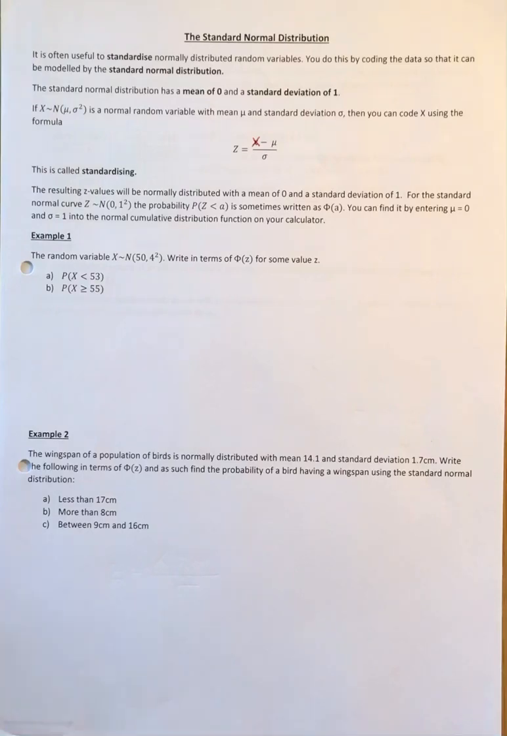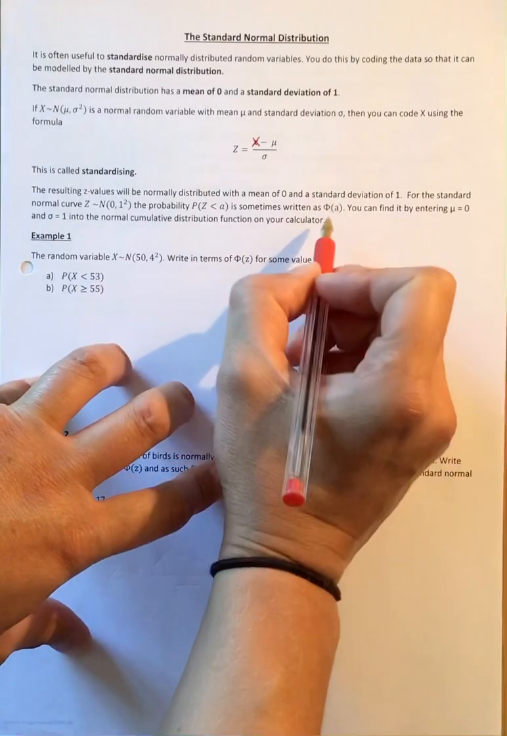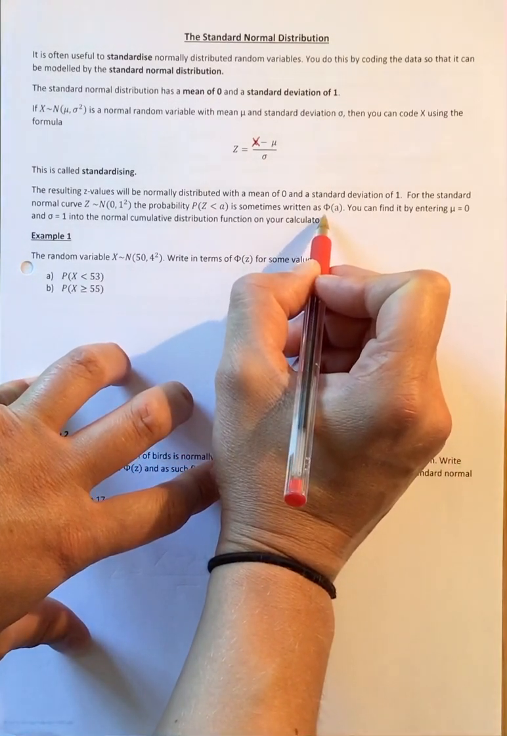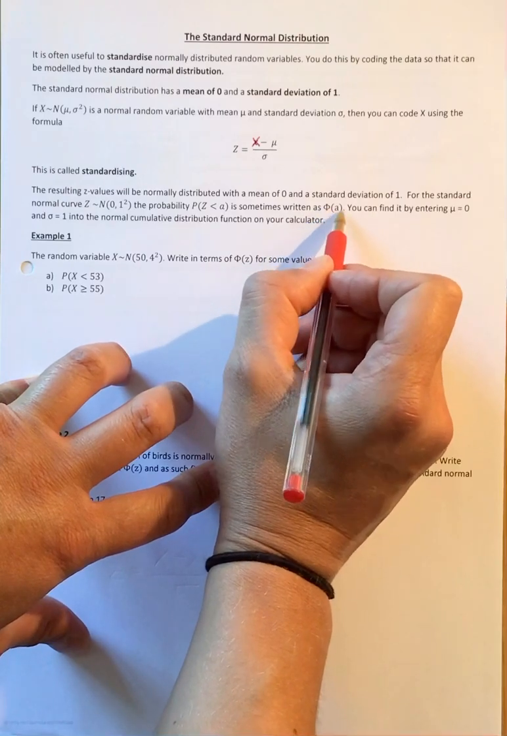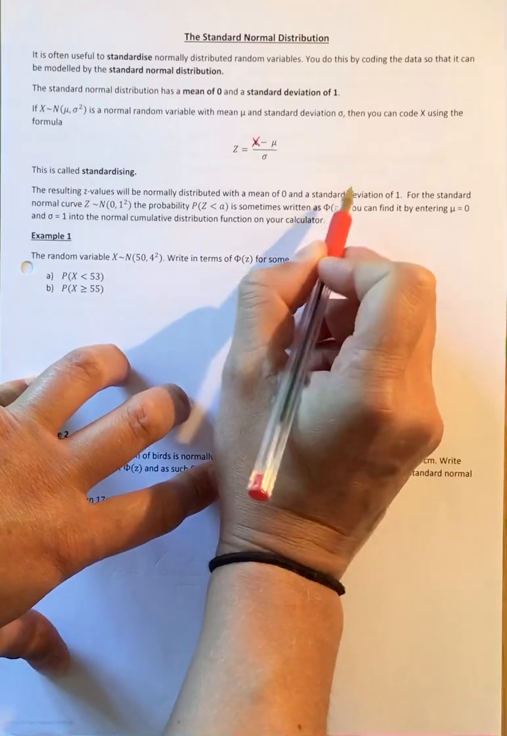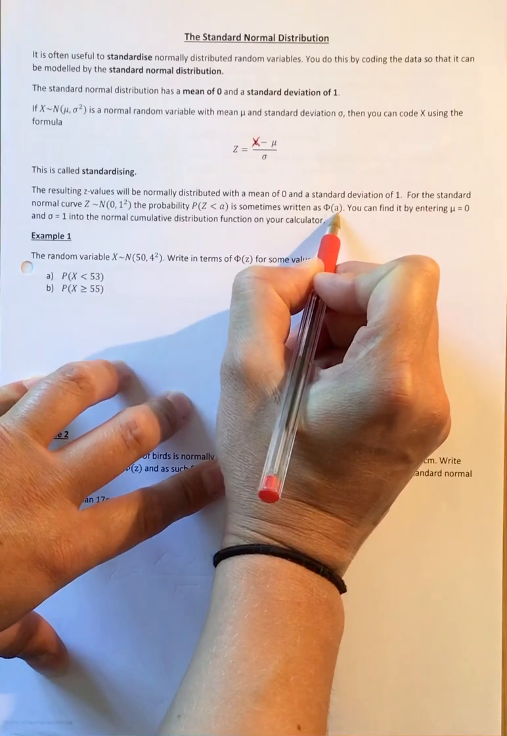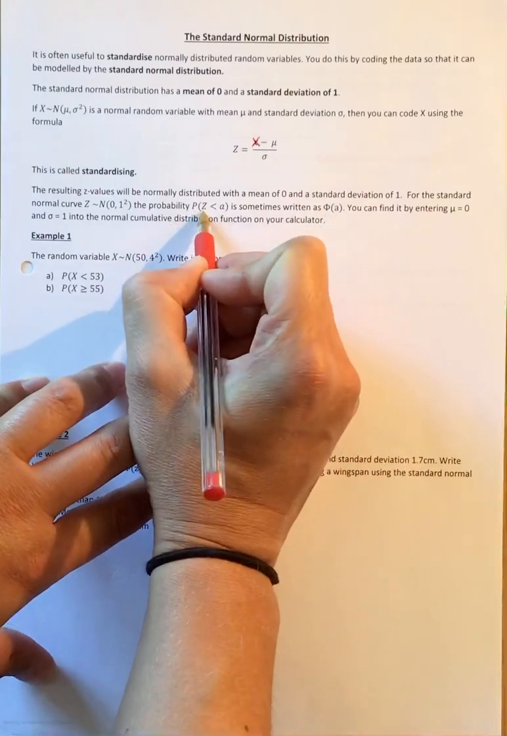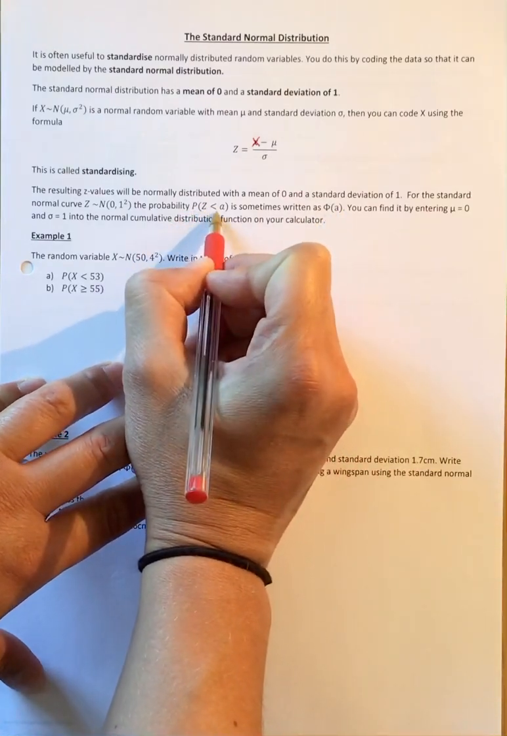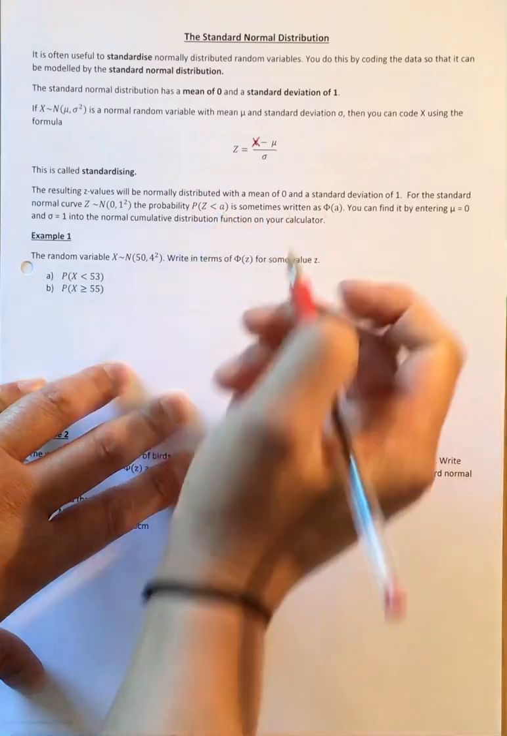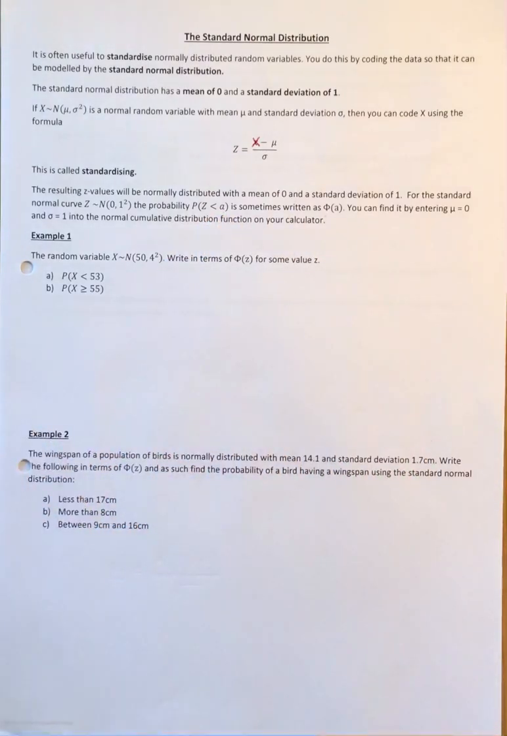And there's just a little bit of notation here that we use this capital phi symbol, phi, which is an old Greek letter. Capital phi of A would be the probability that your standard normal distribution is less than A. So we can do that on our calculators in the same way as we were doing different normal distributions in the last couple of lessons.